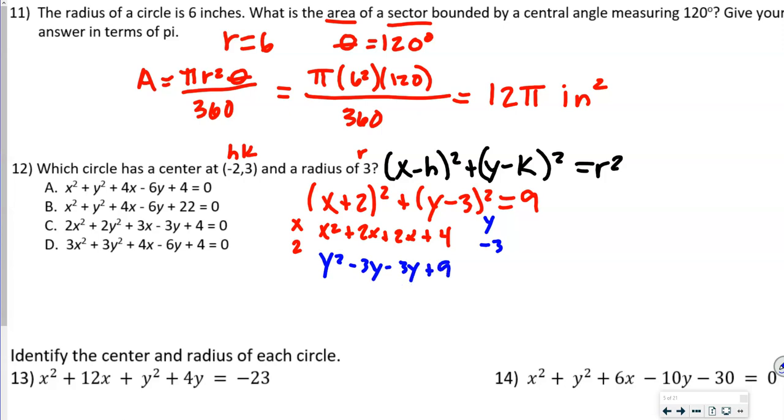And okay, so now we're just going to combine what we have here that are like terms. So we have x squared plus 4x plus 4 plus y squared minus 6y plus 9, and then we have that other 9 on the other side. So those 9s are going to cancel each other out, right? You guys see that? So we're going to end up with 0 over there.